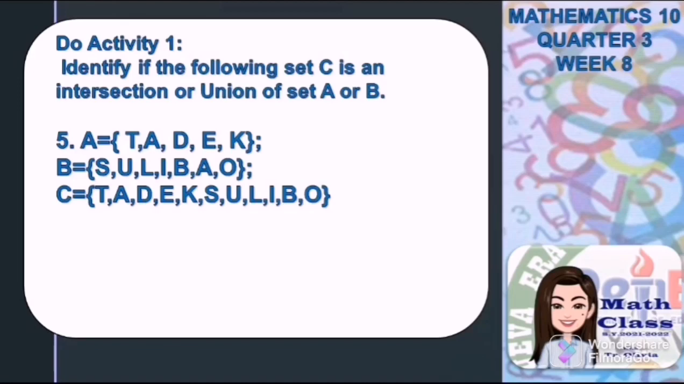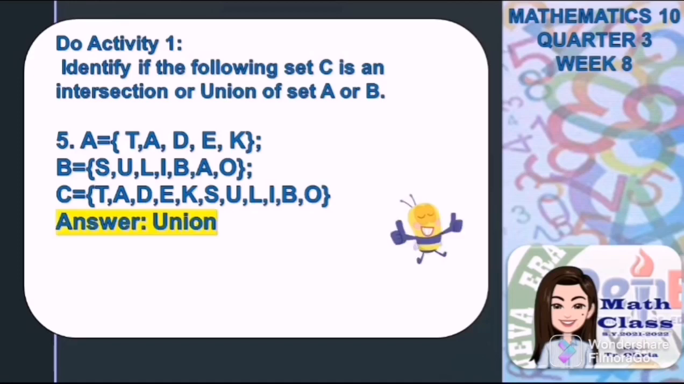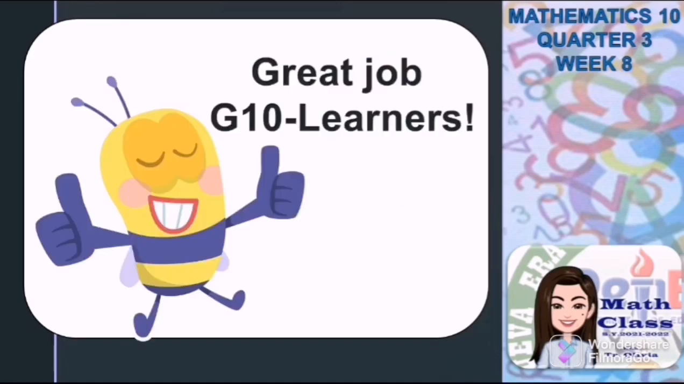Last item. Set A contains T, A, D, E, K, set B contains S, U, L, I, B, A, O, and set C contains T, A, D, E, K, S, U, L, I, B, O. Very good. The answer is union. Set C contains all the elements that are present in both set A and set B. Great job, grade 10 learners.